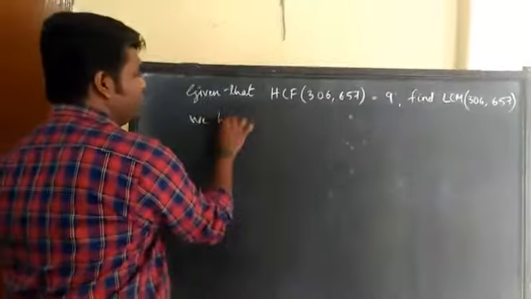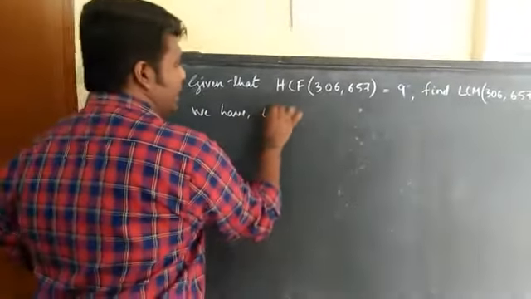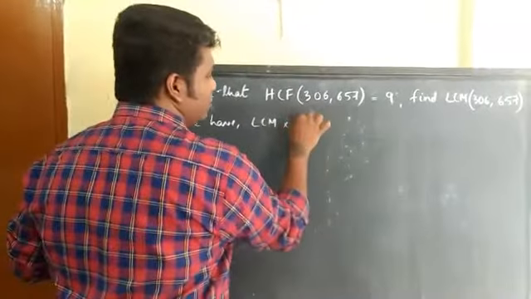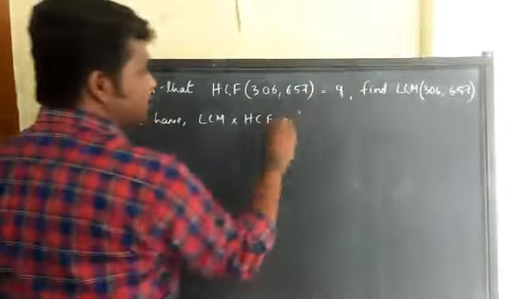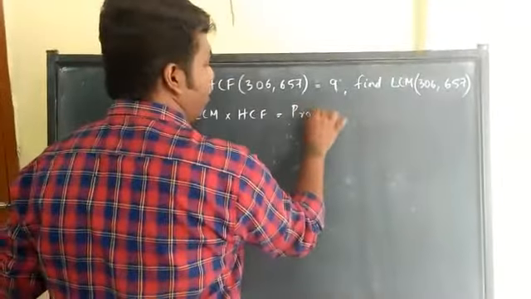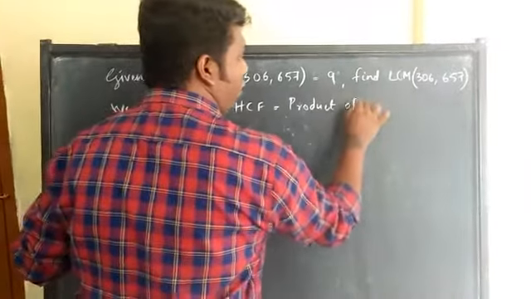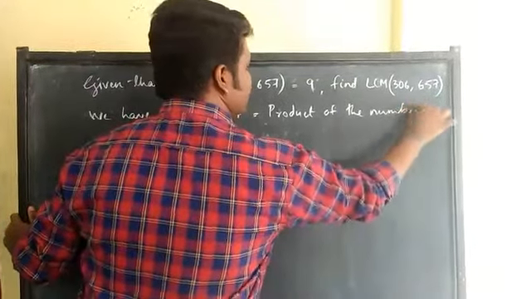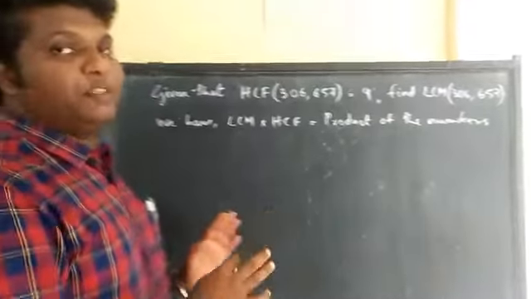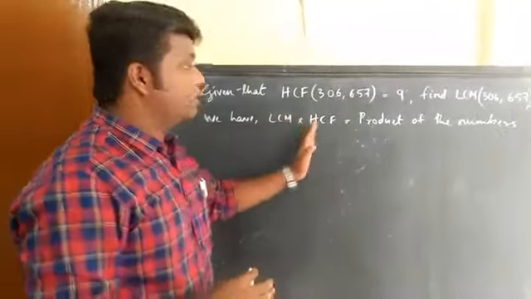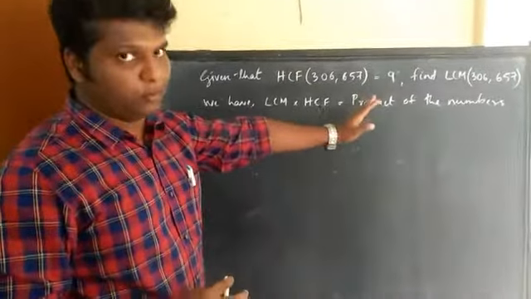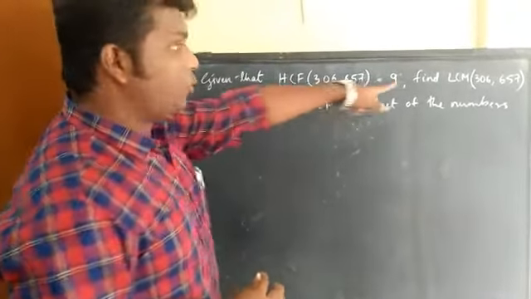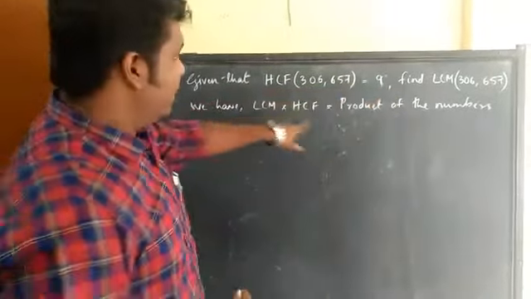So we have LCM into HCF is equal to the product of the numbers. This is a general equation which we already know. LCM into HCF will always be equal to the product of those numbers. Now, LCM is not given. We are supposed to find the LCM.